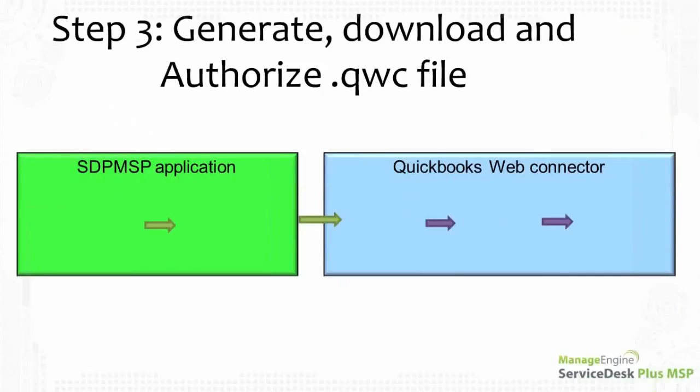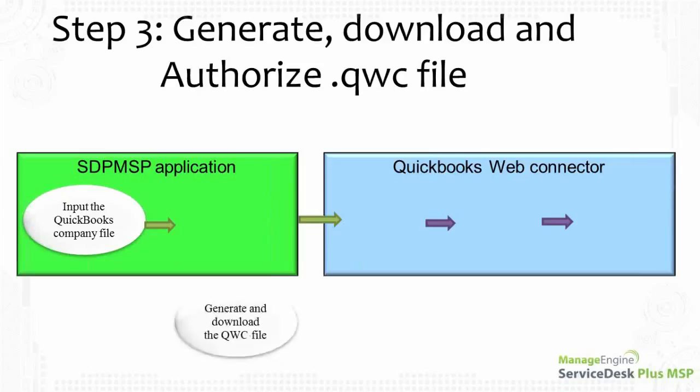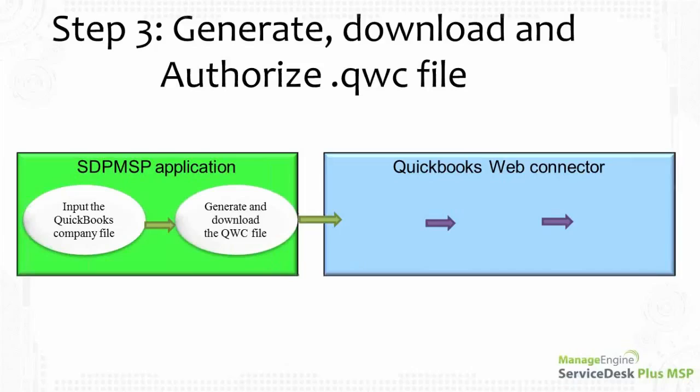So once you installed it, first inside the application under Admin tab, QuickBooks Integration section, in the third step, first you will have to input the particular company file in that section, which will give you a QWC file, which you can download there. Along with the download file, it will also give you a password, which is kind of a pass code. And that particular code, you will have to copy somewhere as a reference. And then you will have to move on to the QuickBooks Web Connector.